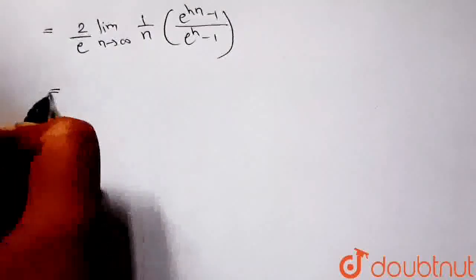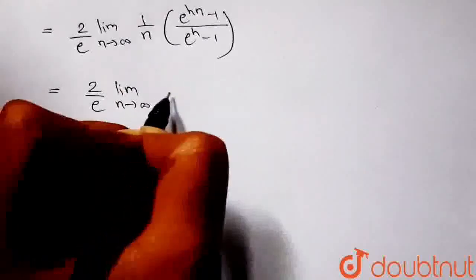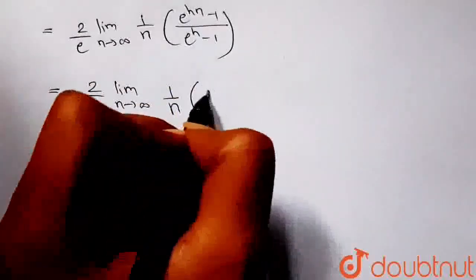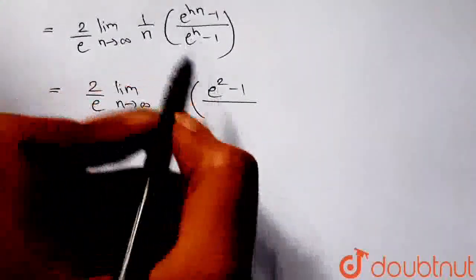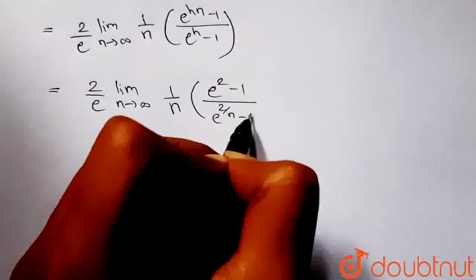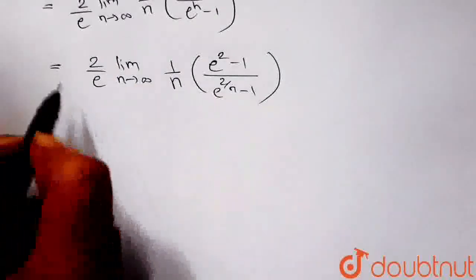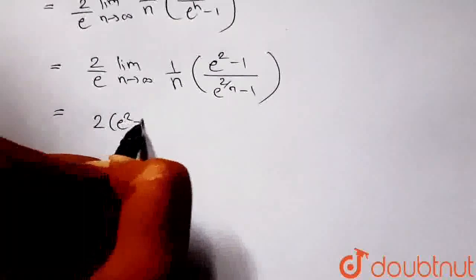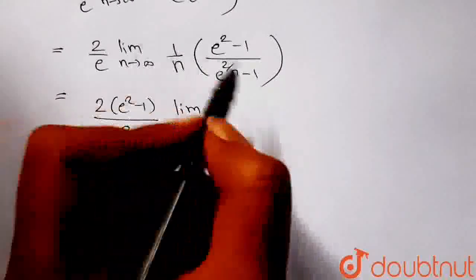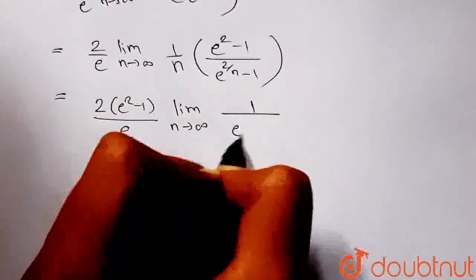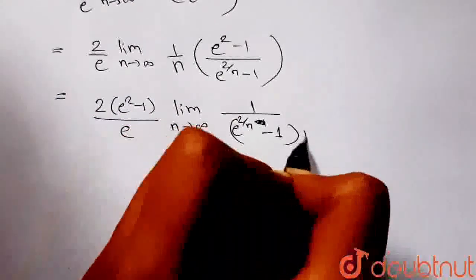Okay, so this is our final expression. Now here let's put the value of h, that is 2 by n. So that will become 2 by e limit n tends to infinity 1 by n, h is equal to 2 by n. So if I put 2 by n here, n will be cancelled out. So this will be e square minus 1 divided by e to the power 2 by n minus 1. Now here e square minus 1 is a constant, so I can take it outside. So you will have 2 into e square minus 1 divided by e limit n tends to infinity, and here we have 1 by e to the power 2 by n minus 1, this whole into 1.